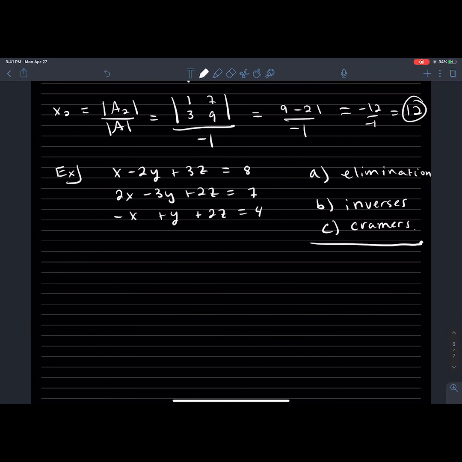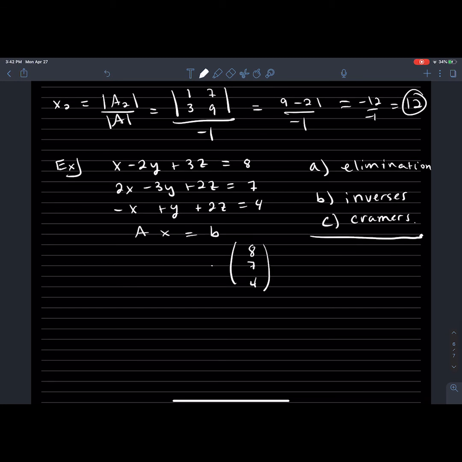So the first thing we need is to write it as AX is equal to B. To do that, we need our matrix where our B is clearly 8, 7, 4. Our X will be our X, Y, Z. And I have a 3 by 3 here. And that's just the numbers 1, -2, 3, 2, -1, -3, 1, 2, 2. So there it is. This is my A, this is my X, and that's my B.